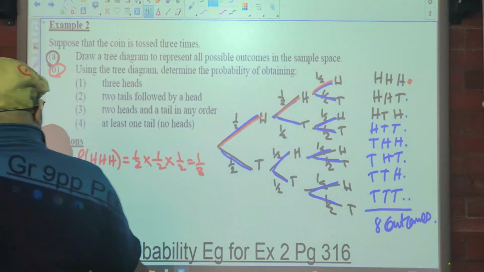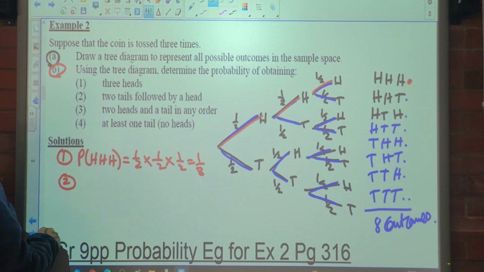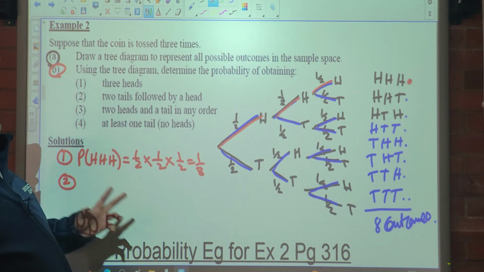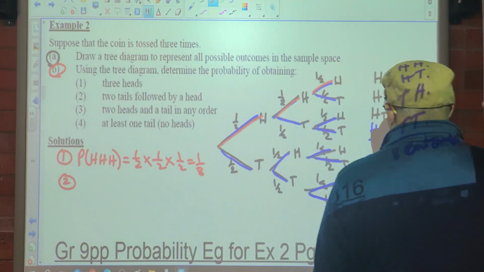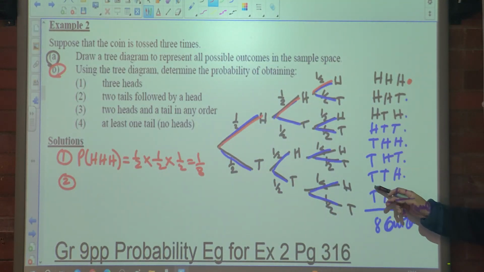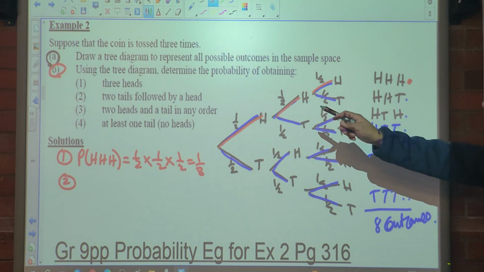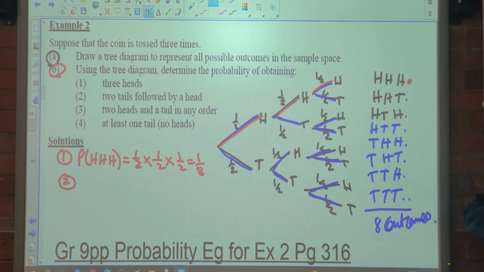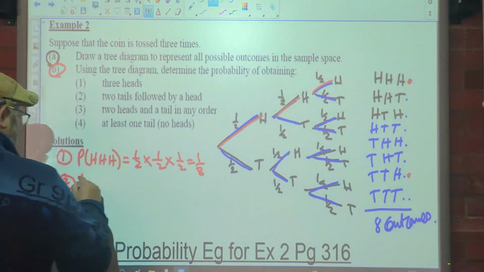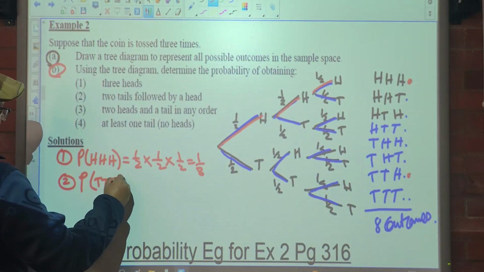Let's look at B, number 2. 2 tails followed by a head. So there has to be 2 tails followed by a head. How many fit that condition? 1. 2 tails followed by a head. So that must be in that order. So it's going to be tails, tails, heads. That is 1 out of 8.